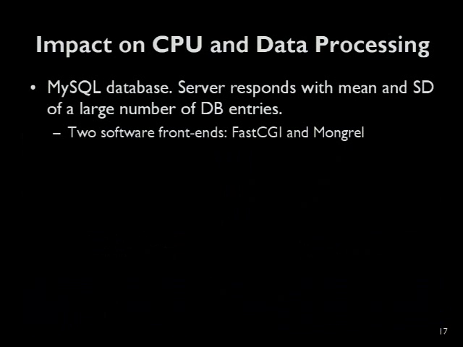Now, the interesting thing comes when we are talking about the impact we are able to make on the data processing subsystem. To test this, we set up a server with a MySQL database. The server has a query front end. We tested with two different query front ends, fastCGI and Mongrel. What the server does is, when a client makes a request, it retrieves a certain number of entries from a database, computes the mean and standard deviation of the entries, and returns it back to the client.